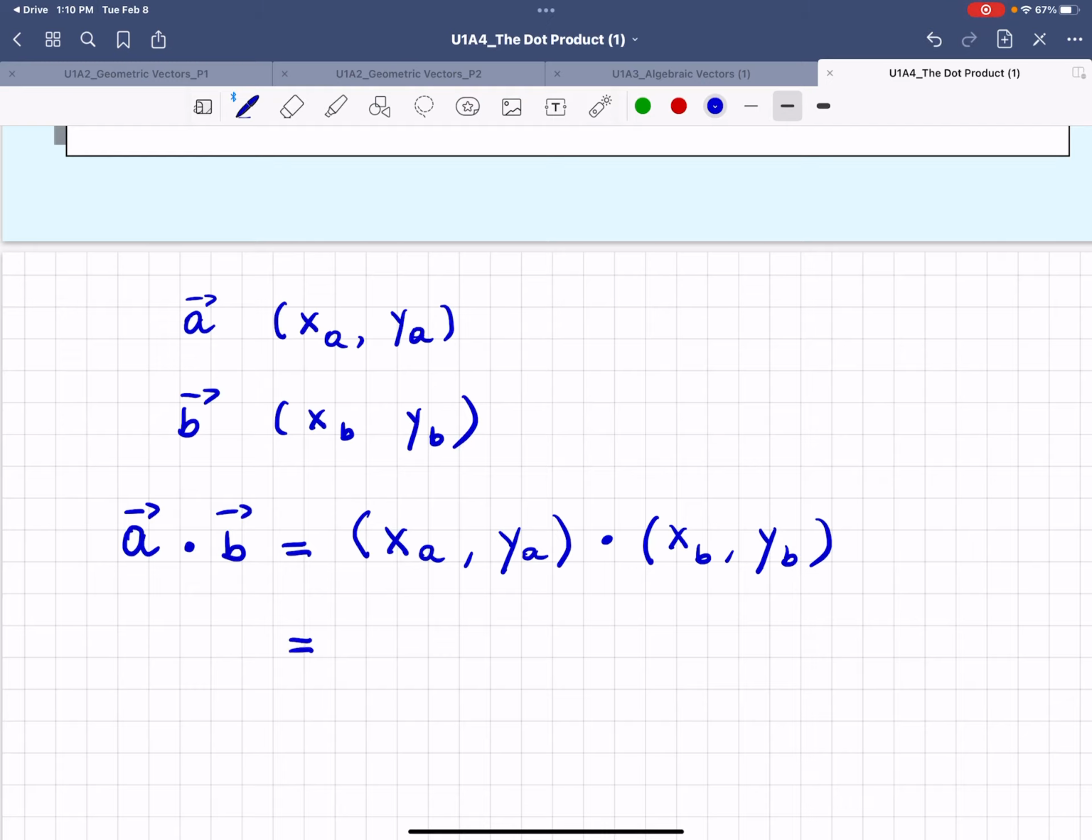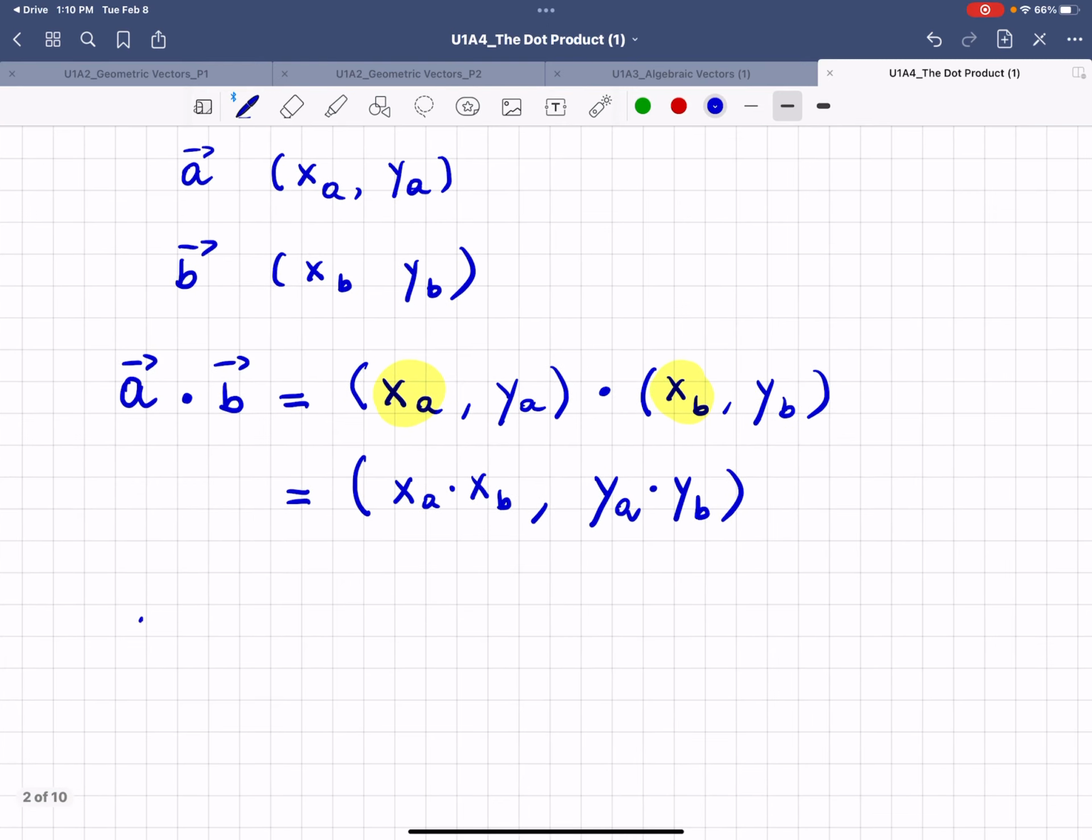Then we'll perform the multiplication. I want you to guess. So I'll pause for a second and guess how you would multiply these two vectors. I will multiply xa by xb. So I told you it's easy. And for y, I will multiply ya with yb. And voila, there we go.